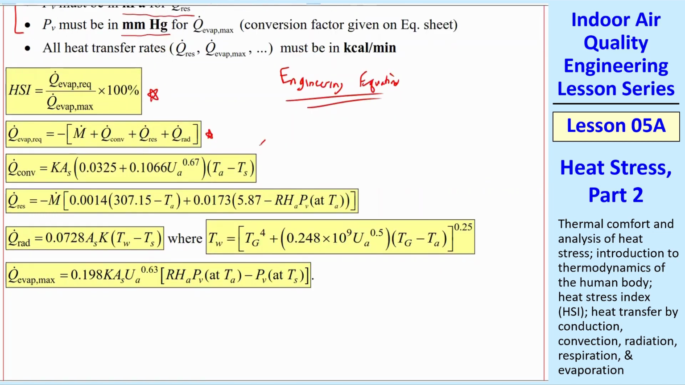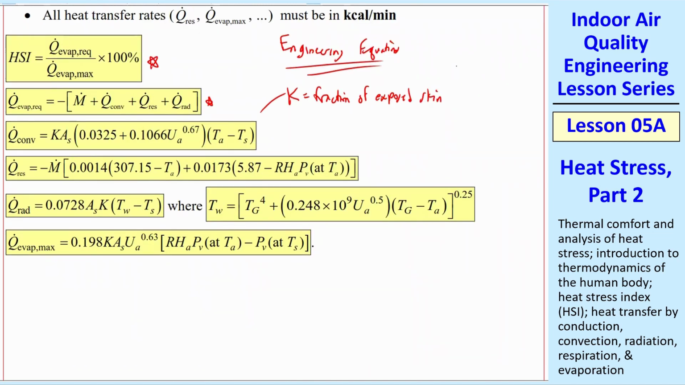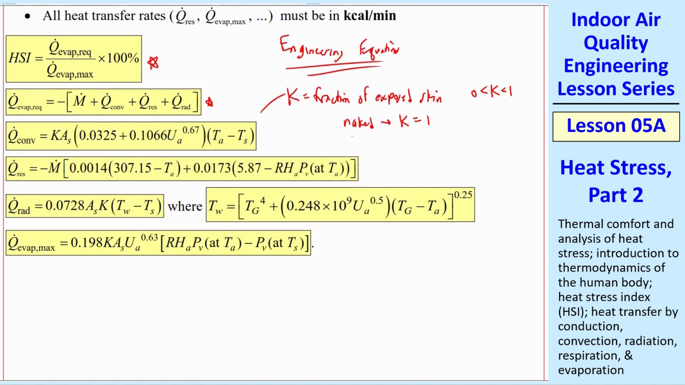This third one, capital K, is the fraction of exposed skin. It's exposed to the air. If you are totally naked, your K would be 1, meaning all of your skin is exposed. K has to be between 0 and 1. If it's winter and it's only your face showing, everything else is covered, you might have a K of 0.05 or something. Typically with clothing, like in the summertime, you have some shorts on or something, you might have a K of 0.7. AS equals skin surface area for a typical average man is 1.8 meters squared.